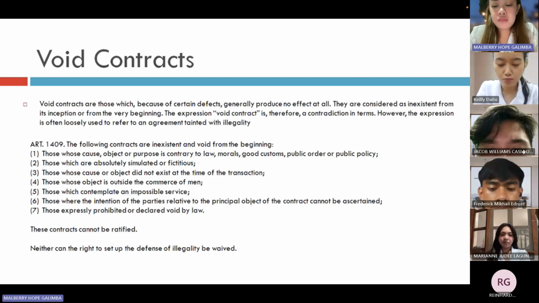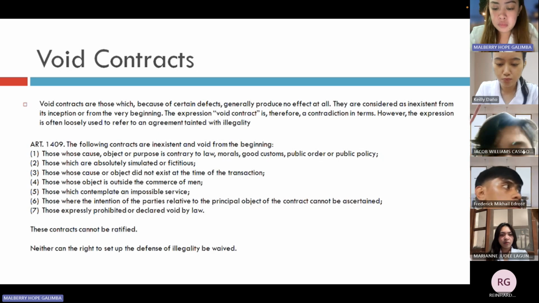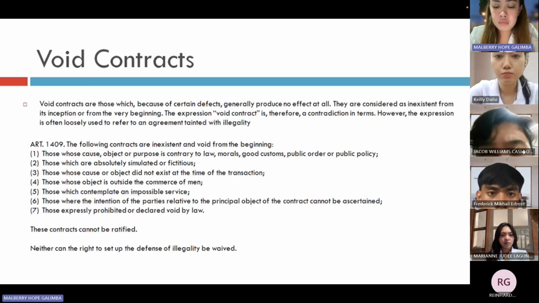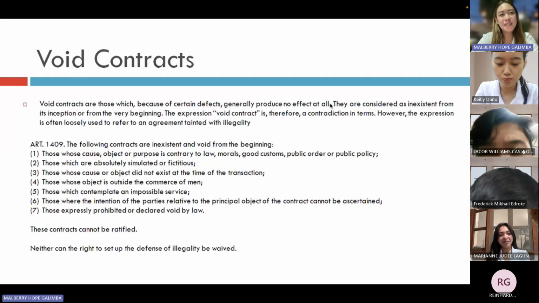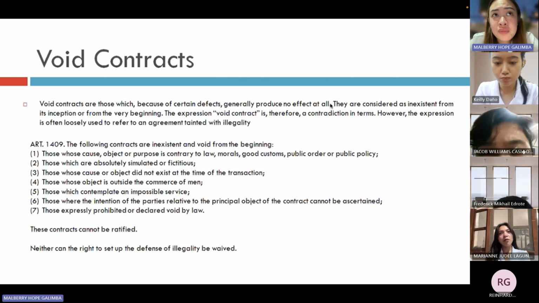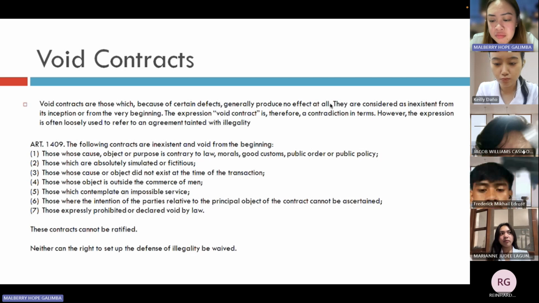So void contracts, these contracts cannot be ratified. Neither can the right to set up the defense of illegality be waived. It is not subject to waiver because these are invalid contracts. It produces no rights. It produces no legal effect. It does not bind the parties. You cannot compel the other party. It does not create obligatory force. There is no legal tie created in their respective obligations.